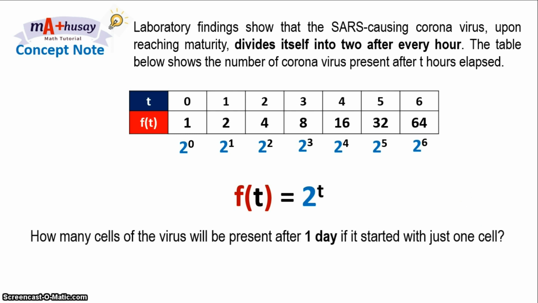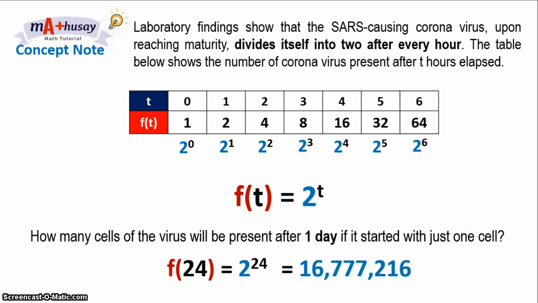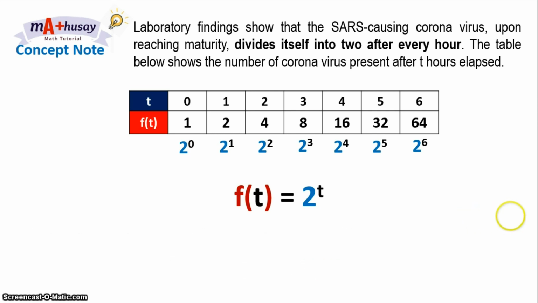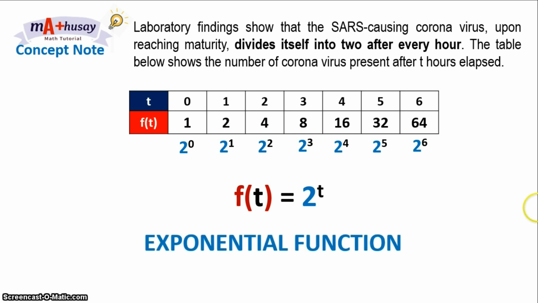So, gamit ang function na ito, we can calculate the number of coronavirus after 1 day. So, if we have t as 24, so f of 24 equals 2 raised to 24. So, it means to say, after 24 hours, meron ng 16,777,216 coronavirus present. Ang function na ito ay isang halimbawa ng exponential function.